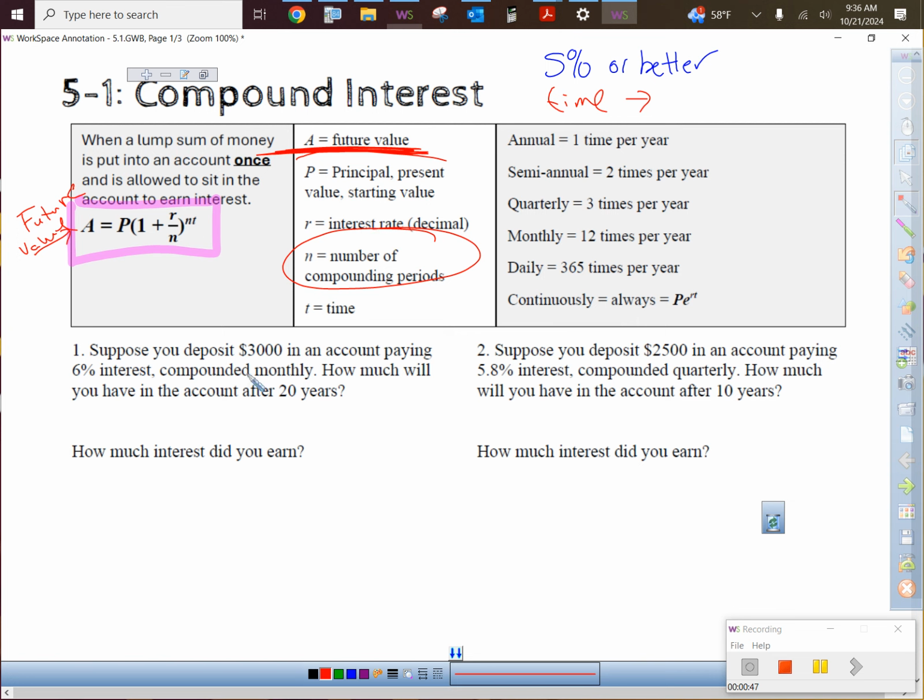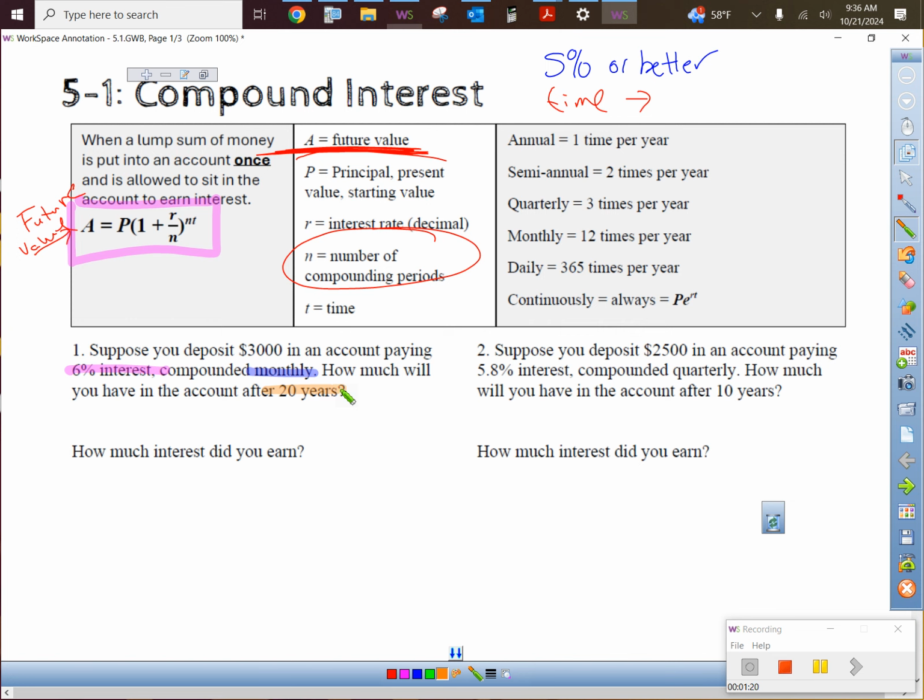So suppose you deposit $3 grand in an account paying 6% interest. Talk to me. Good, bad, average. 6% interest. What do you think? That's good, right? It's bigger than 5%, so that's good, right? Compounded monthly. So what that means is you'd get interest in January, then you get some interest in February, March, April. Every month you get interest, right, in that situation. Cool? How much will it be in the account after 20 years?